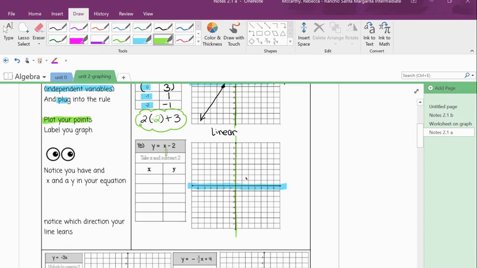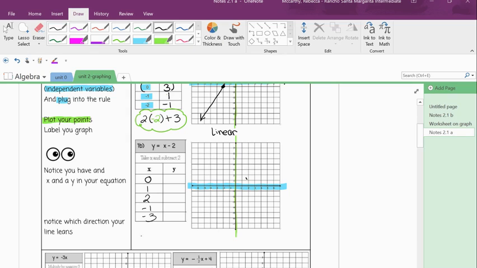And when I have y equals x minus 2, that means take my x number and subtract 2. Notice I don't have any x values. These are independent, so I get to choose. So I'm going to pick 0, some positives, and some negatives. And I'm going to put -3. Okay? And I'm going to plug that in.